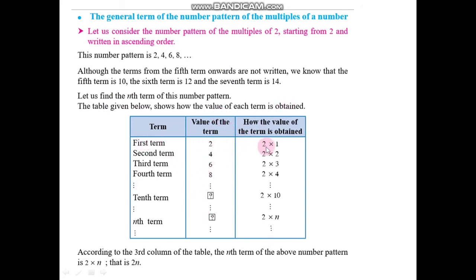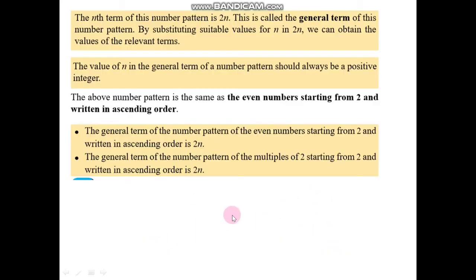First term, 2 into 1. Second term, 2 into 2. Third term, 2 into 3. Fourth term, 2 into 4. Any term we can obtain by multiplying 2 by the number of the term, and the nth term is 2 into n. So according to the third column of the table, the nth term of the above pattern is 2 into n, 2n. Got it? The nth term of this number pattern is 2n. This is called the general term of this number pattern.